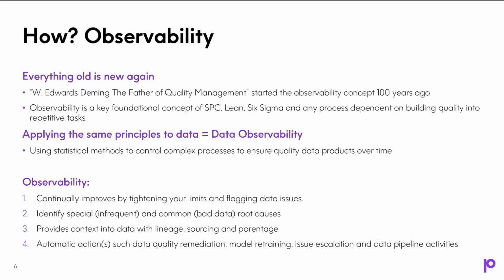It gives you context into your data by augmenting it with additional attributions such as lineage, sourcing, and parentage, including other things like ownership of the data, downstream impacts of data issues, and many others. And finally, it triggers next steps and actions, such as the retraining of a model, stopping a data movement pipeline, or notifications to stakeholders to take action. You really find no shortage of observability tools, use cases, and success stories by simply looking around.